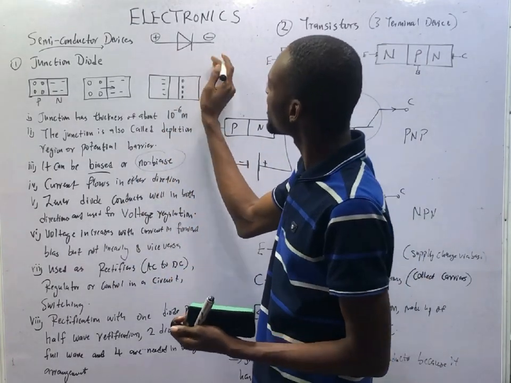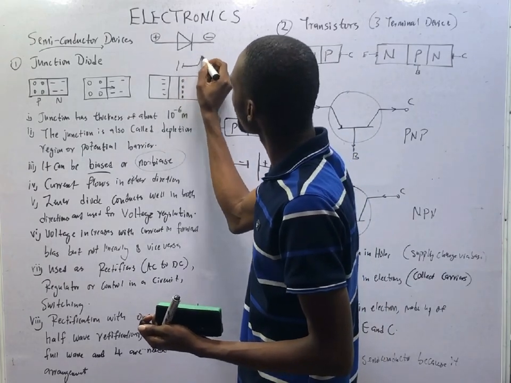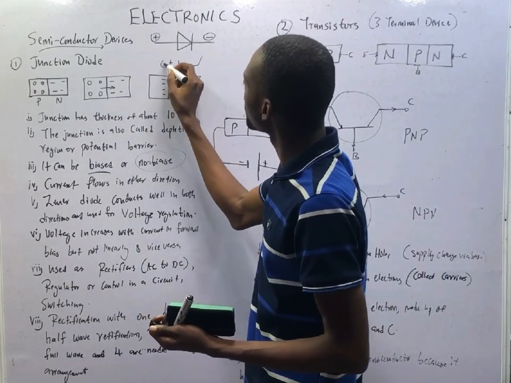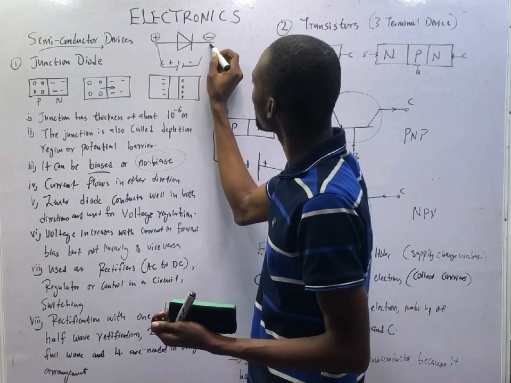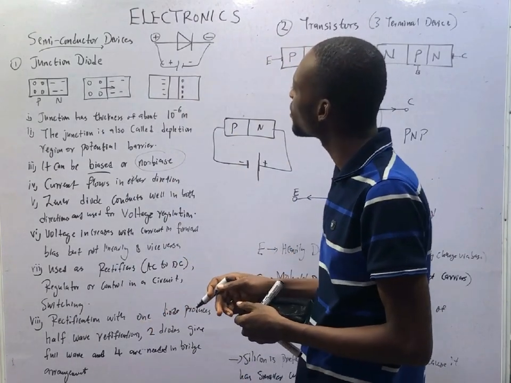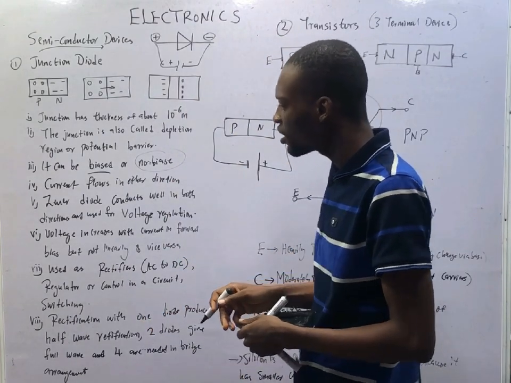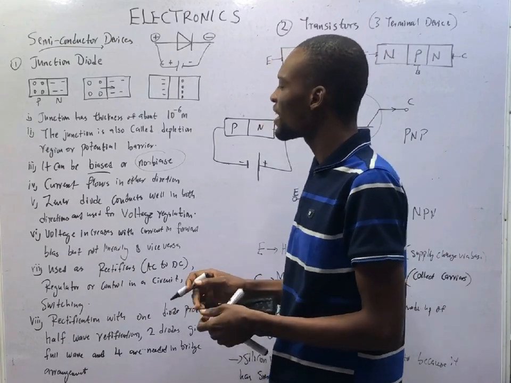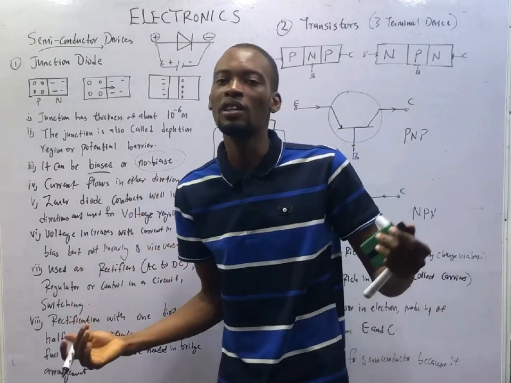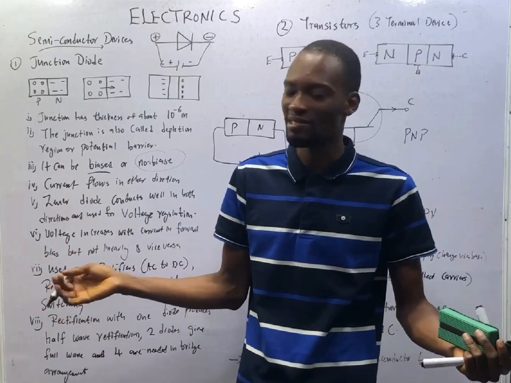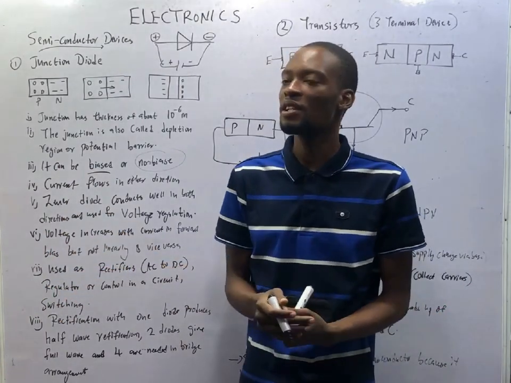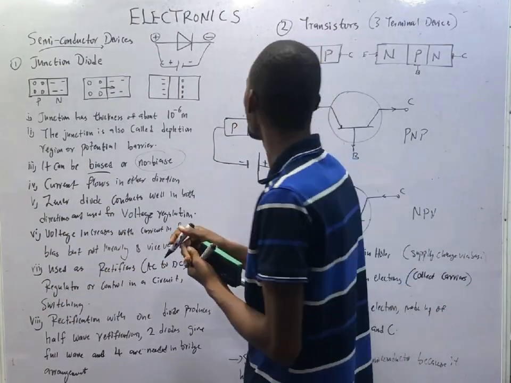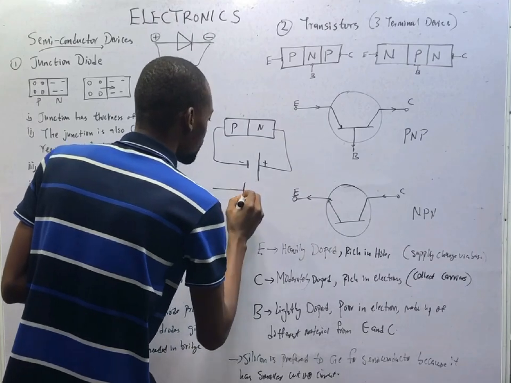If you have this diagram, something like this, and you have a battery, if the plus of the battery goes to plus, minus of the battery goes to minus, it is forward biased. Now, there is a type of diode that allows current to flow very well in both directions. That type of diode is referred to as Zener diodes. So in Zener diodes, you have something like this.